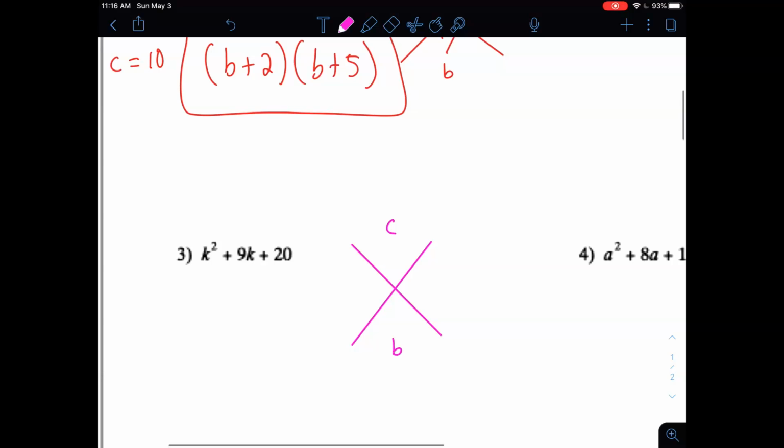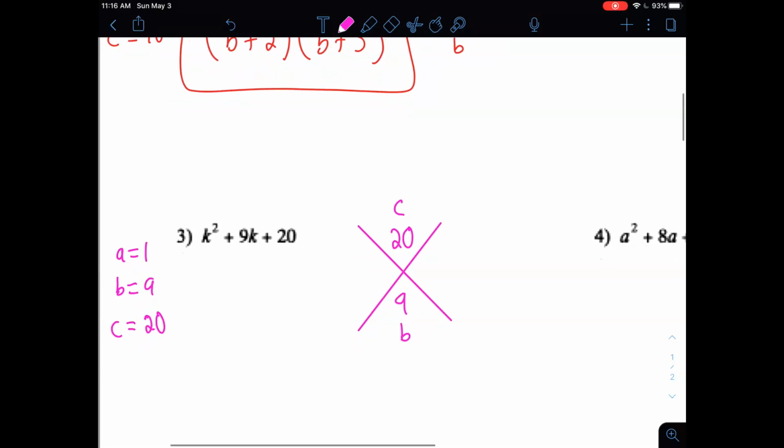So what's our C for this problem? It's going to be 20. And what's our B? 9. If it helps you, you can always go A equals 1, B equals 9, and C equals 20. If that helps you to write that out, you can totally do that. That's totally fine. So we have 20. We're looking for factors of C that are going to add to 9.